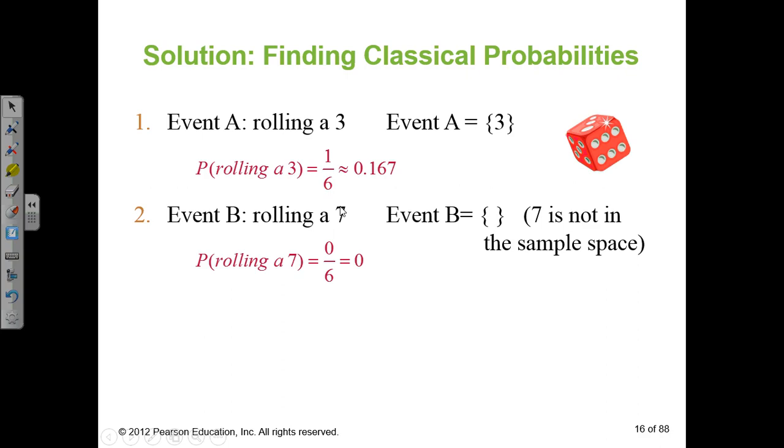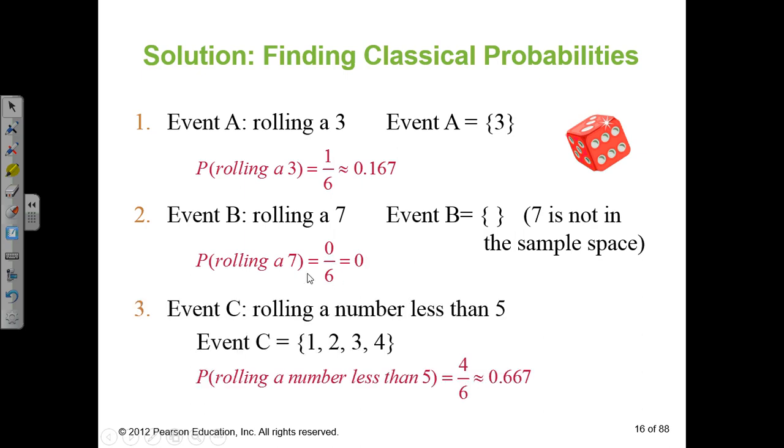How about rolling a 7? Well, there's no 7s in the sample space. Thus, there's 0 events that match our outcome. And 0 divided by 6 is 0. And the probability of rolling a number less than 5. Well, the numbers less than 5 are 1, 2, 3, and 4. So 4 out of 6, or 0.667, is the probability of that event.